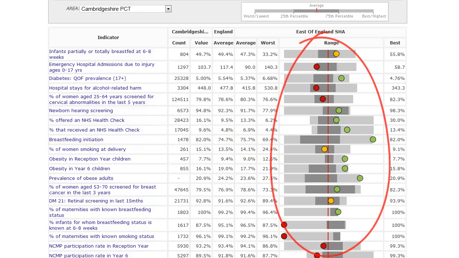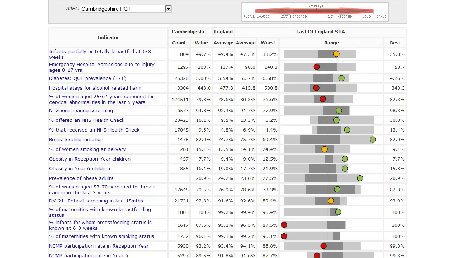The same information is set out visually in the spine chart, which also tells us a lot more, namely what the range of values within the region is and whether the difference that we see in the numerical values presented on the left is significant. The light grey bars show the spread of values within the region, between the worst and the best figures. The dark grey bars, which sit within them, show the middle 50% of values. You may have heard this referred to as the interquartile range.